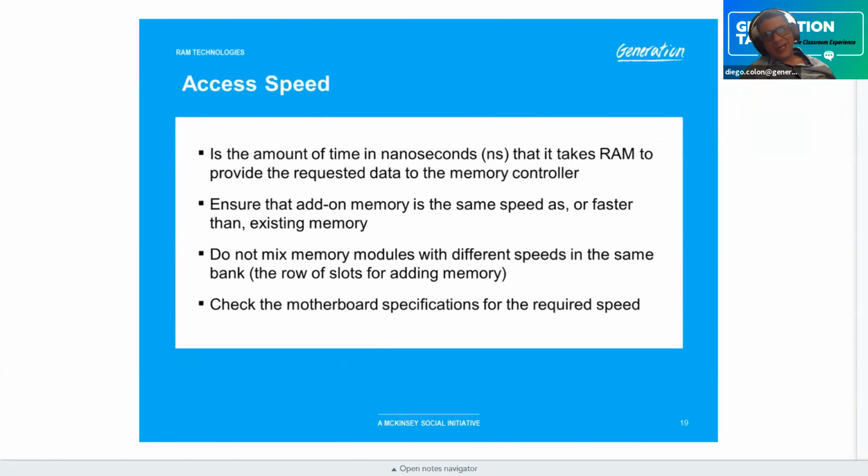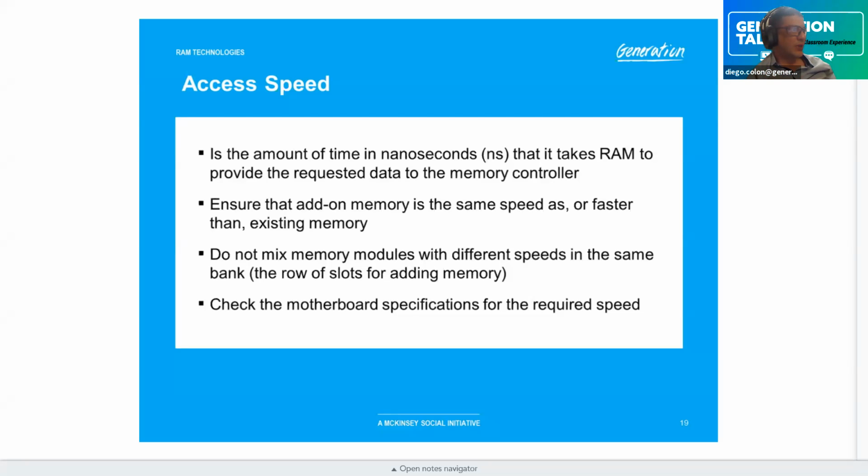So next is the access speed. Access speed is the amount of time in nanoseconds that the RAM takes to provide the requested data to the actual memory controller. The memory controller is that MCC, that guy right in between, right? We also said that there is a North Bridge, but there is a memory controller on the high-end ones. They have these extra chipsets, again, to help with the performance, to help with the throughput, so that we don't have the latency of the information that's going back and forth.